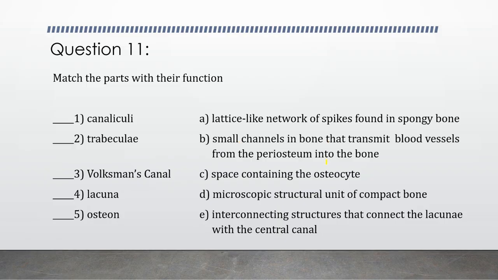All right, so match the parts with their function. The lattice-like network of spikes was your trabeculae. Small channels that transmit blood vessels from the periosteum into bone are your Volkmann's canals. The spaces that contain the cells are your lacunae. The whole microscopic unit is going to be your osteon. And the little structures that connect the lacunae with that central canal are going to be your canaliculi.